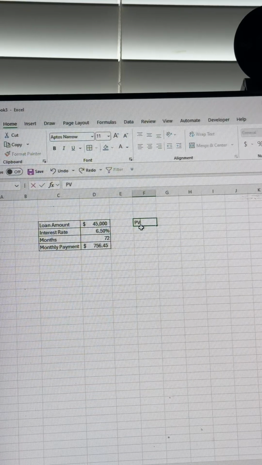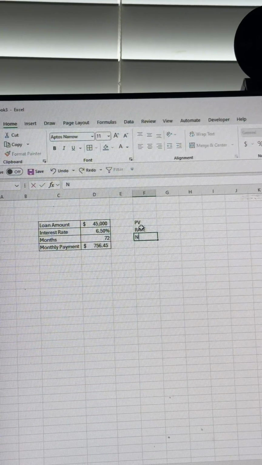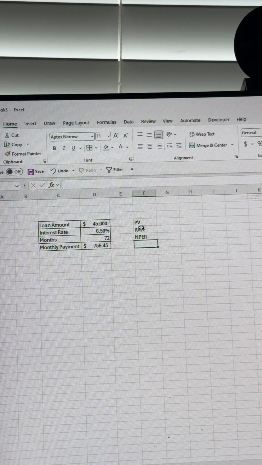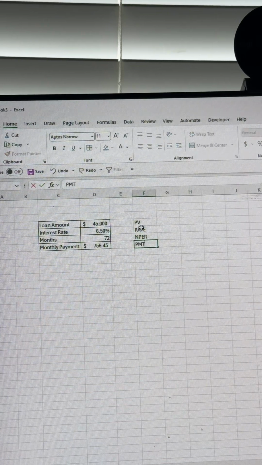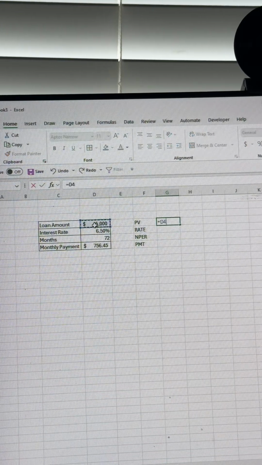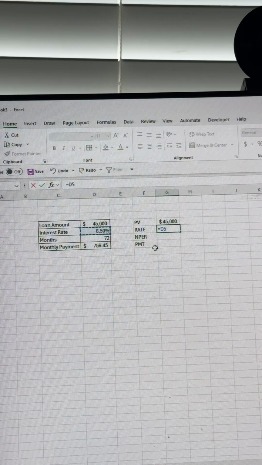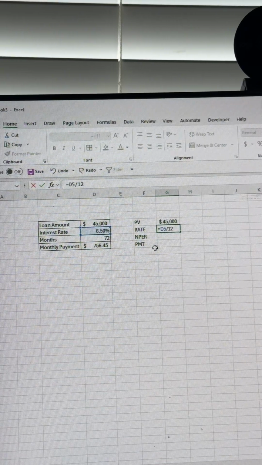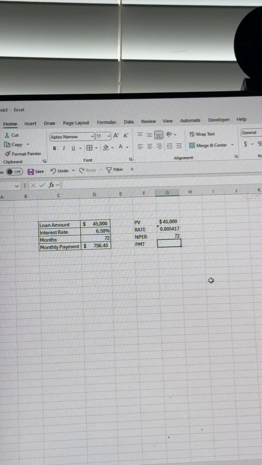So we're going to write PV, which means present value, rate, which is your interest rate, and per, which is the number of months, and then the payment amount, PMT. Next to PV, you're just going to make it equal your loan amount. The rate is going to be your interest rate divided by 12, because we want to see the monthly interest rate. The number of months is just going to be the months, and then your PMT is your monthly payment.